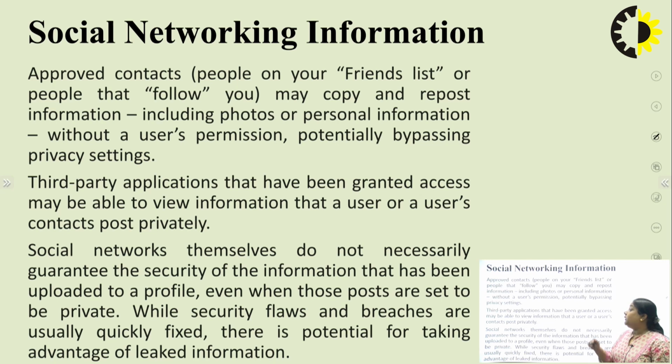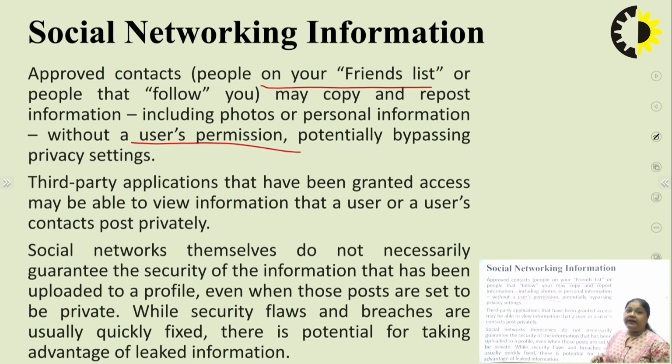Approved contacts, as I have already discussed, are the people on your friend list or people that follow you on Instagram. They may repost photos or personal information without a user's permission, potentially bypassing privacy settings. So an approved contact or friend of yours can repost your photos and personal information without your permission. They can access your personal data and repost it.